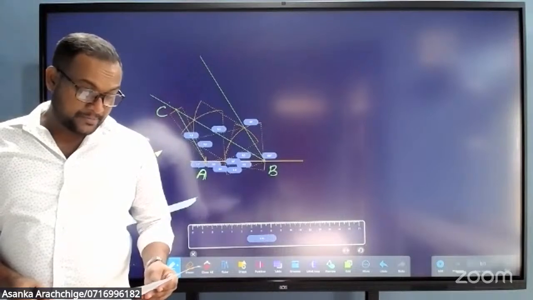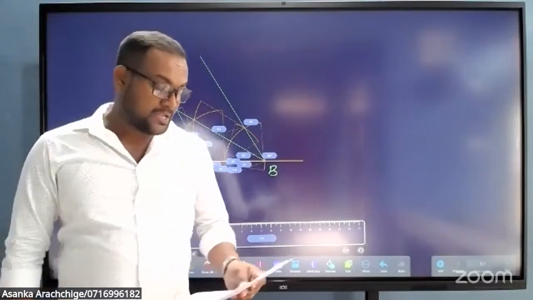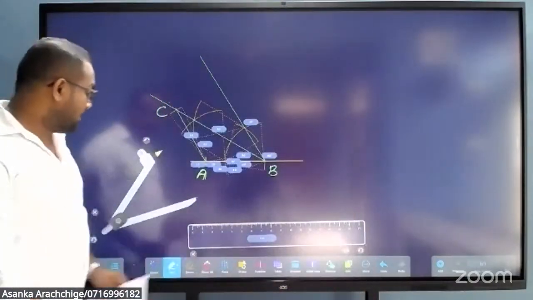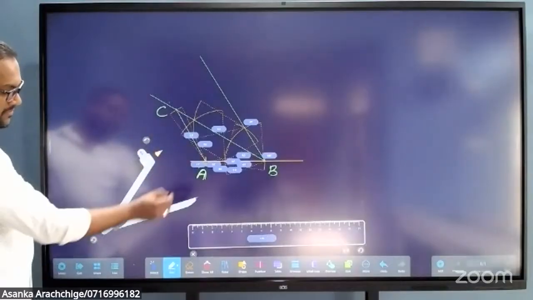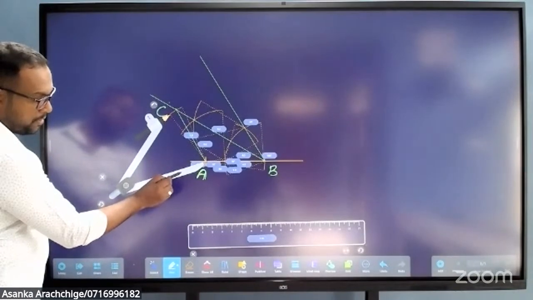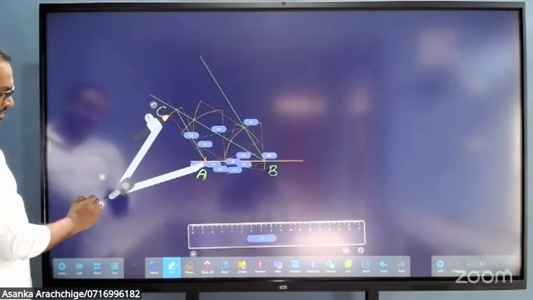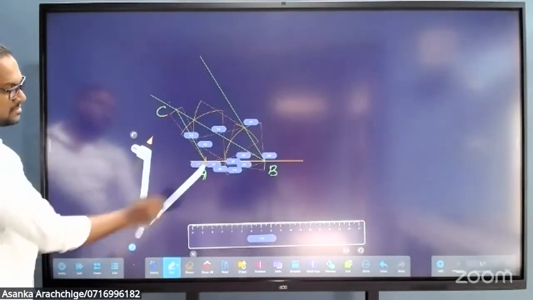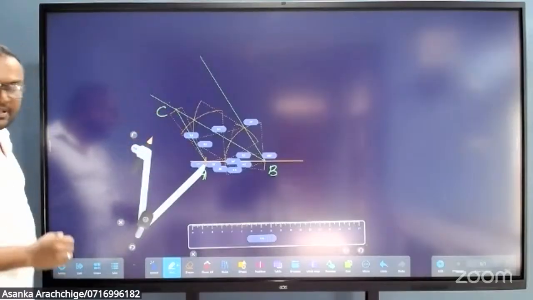Problem number 3. Construct the perpendicular bisector of AC. Perpendicular bisector of AC. Right. Take the middle point to the point A and expand the arms more than half of AC.